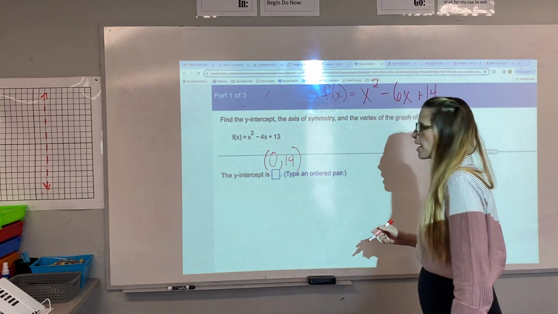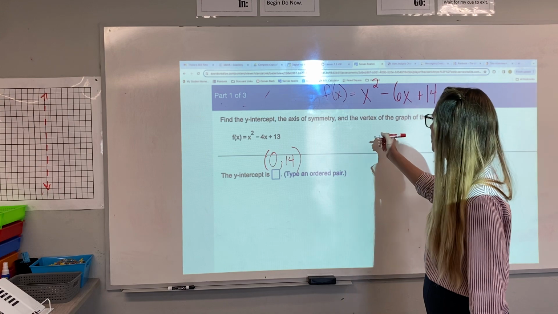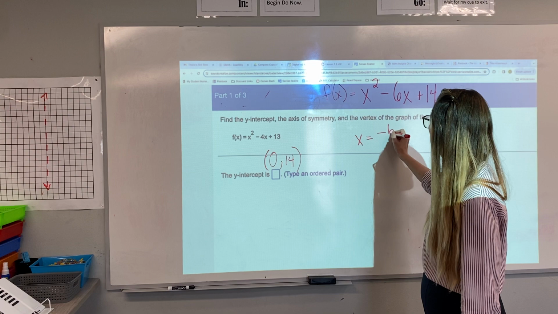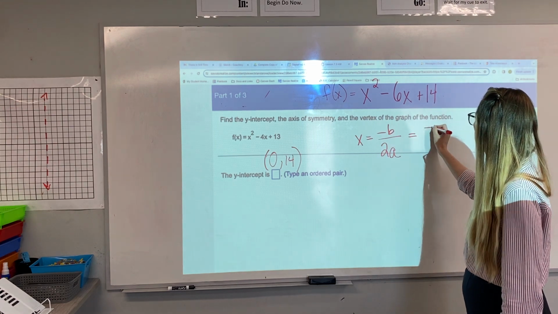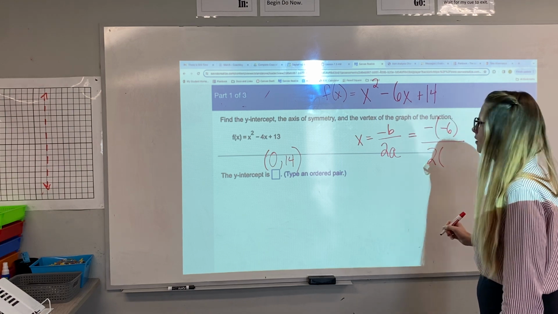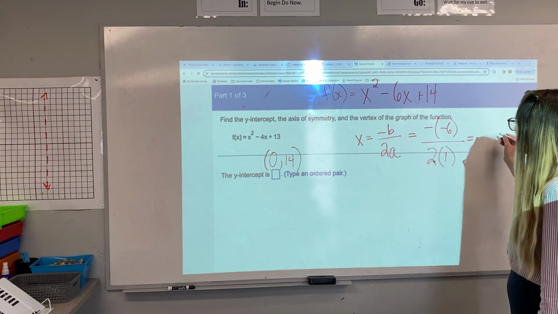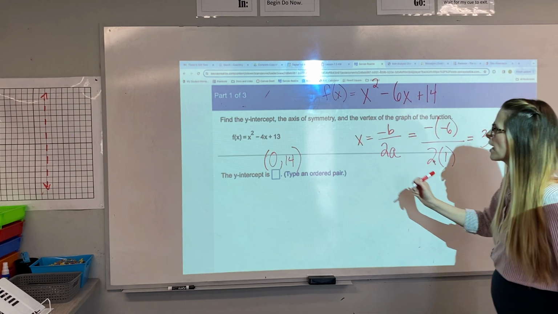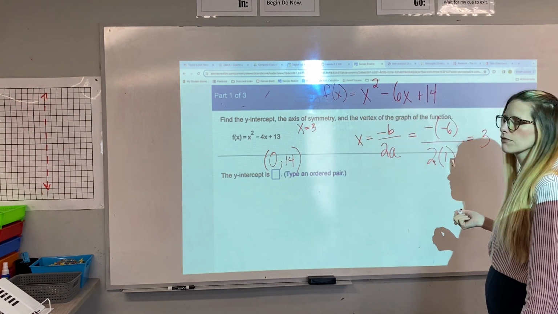Good. Did you get your axis of symmetry yet? Just tell me how you did it because I haven't done it mentally. I just want to make sure it's correct. For the b, I have negative, then parentheses, negative 6. Good. Then on the 2a, I have 2, then parentheses 1. Good. What'd you get? x equals 3. Perfect. So we have x equals 3 for the axis of symmetry. So you have two-thirds of it totally correct. So you just need help with the vertex?